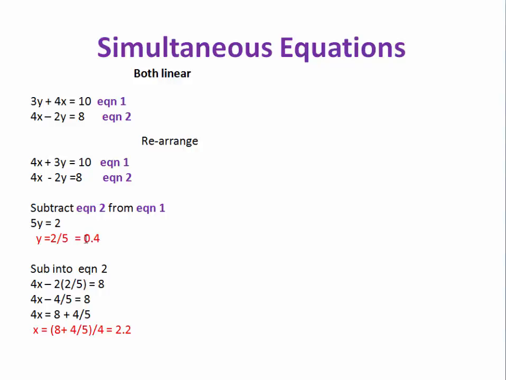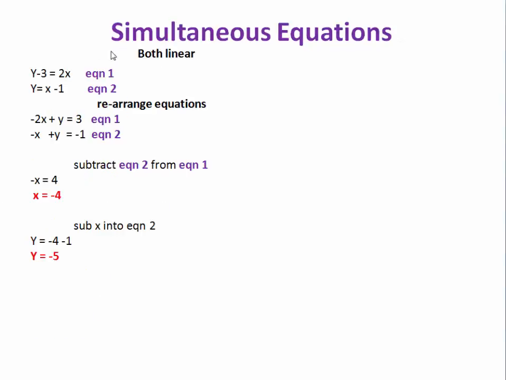Then sub our 0.4 back into one of the equations. We're going to sub it into equation 2, and we get x equals 8 plus 4/5 divided by 4. So 8 plus 4/5 is 44 divided by 5. 44 divided by 5 divided by 4 is 2.2.